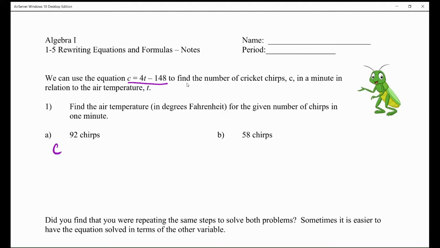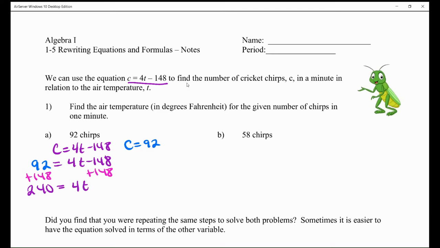So we're using C equals 4t minus 148. And we're going to substitute the value, C equals 92. So the first step would be to undo the subtraction. So we're subtracting 148, so we want to add 148 to both sides. 92 plus 148 is 240, equals 4 times t.